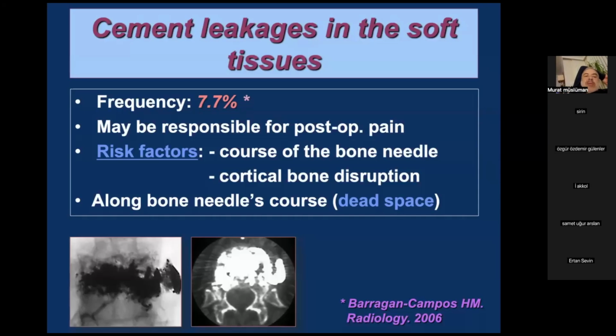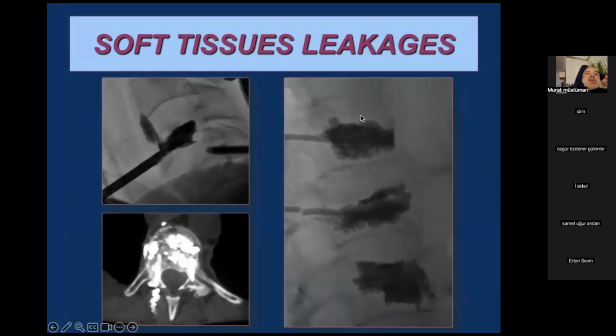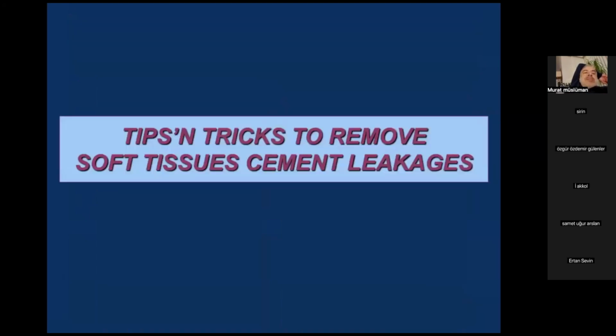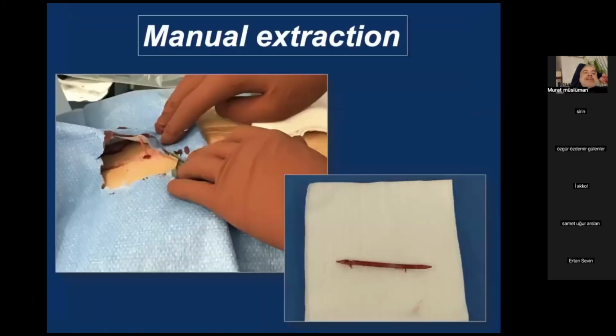And sometimes when you don't inject all the cement which is in the dead space, you will release some cement while you remove the bone needle from the vertebral body. So here you have some examples of what we could have as soft tissue leakage. So you have all this soft tissue leakage in the soft tissue surrounding the vertebral body, which has been treated by vertebroplasty. So, tips and tricks to remove this leakage.